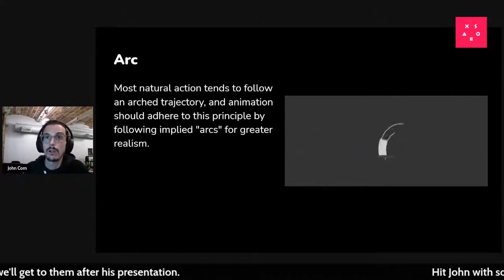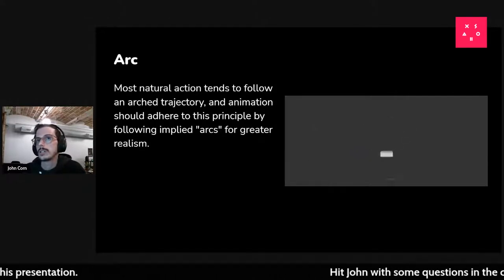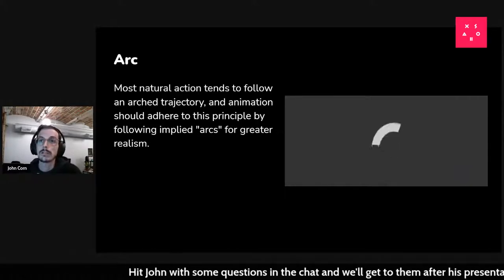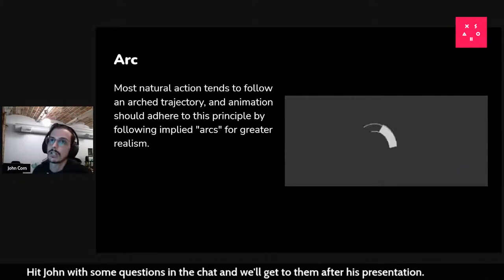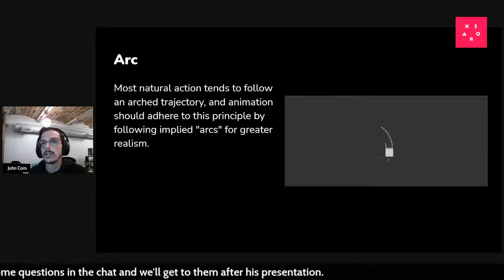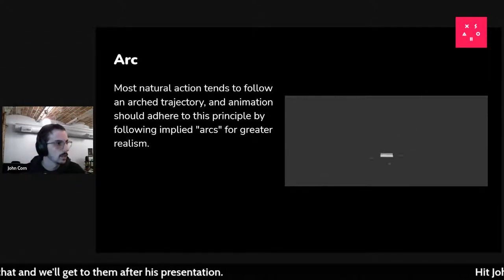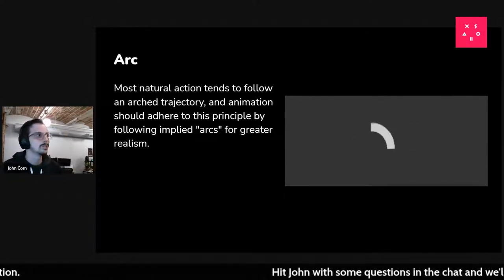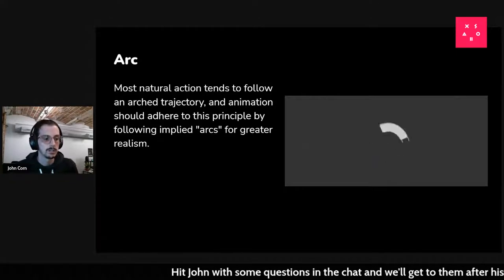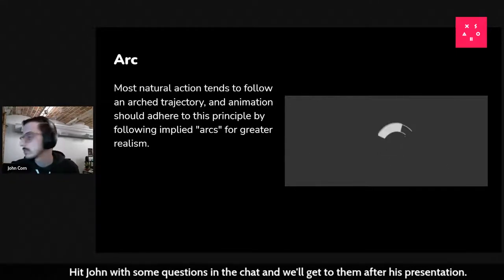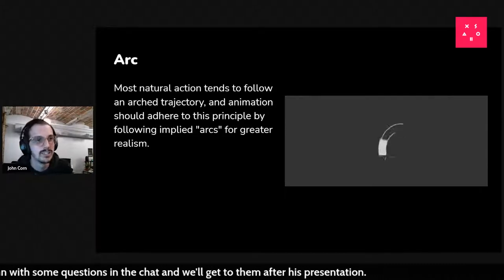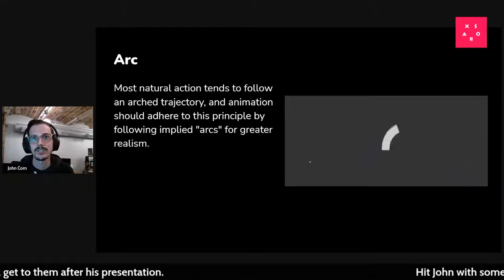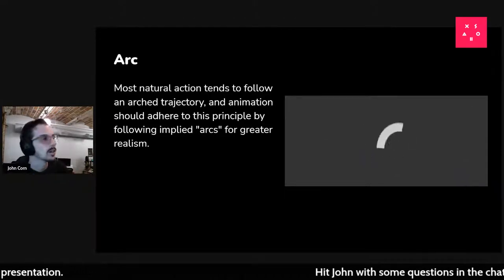Great, so now we have the arc, okay? Most natural actions tend to follow an arc's trajectory. Animation, or game feel in this case, should adhere to the principle by following implied arcs for greater realism. Things don't move in linear patterns. Nothing in the world moves in linear patterns. The world is round. I'm sorry for saying something so controversial. If you throw something in a straight line, or roll a bowling ball, it's technically moving on an arc, a very small arc.